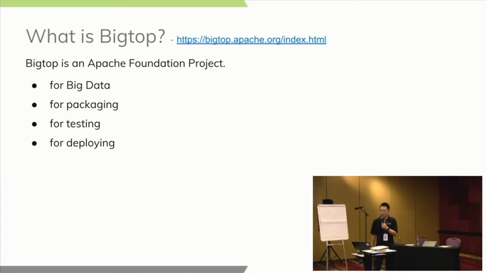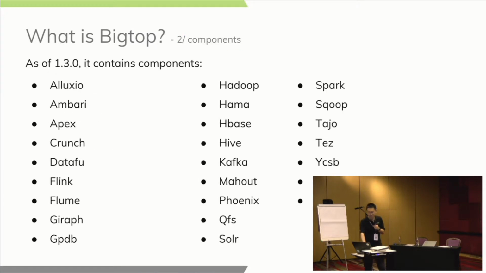With a simple command, you can build these two types of packaging for the well-known big data components. Bigtop also provides a framework for testing, so you can run the smoke test for the components very quickly and easily. It generates reports, so you can check with your web browser. It's also a tool for deploying. You can use it to deploy on a single machine, multiple containers, or a lot of physical machines, which I will introduce later.